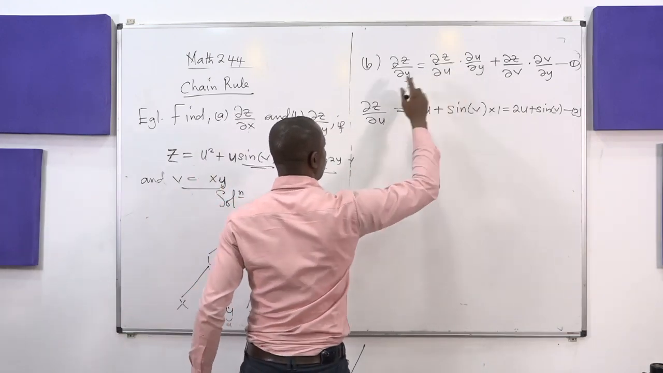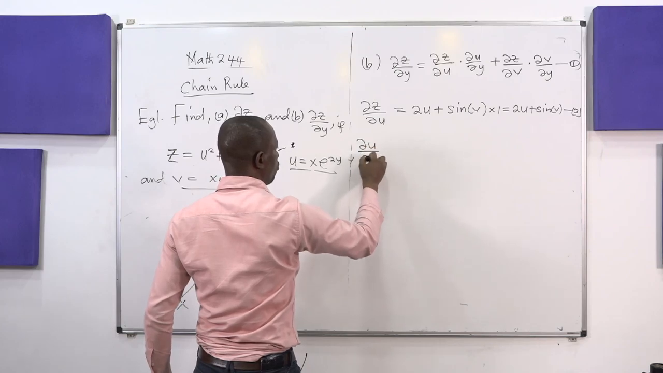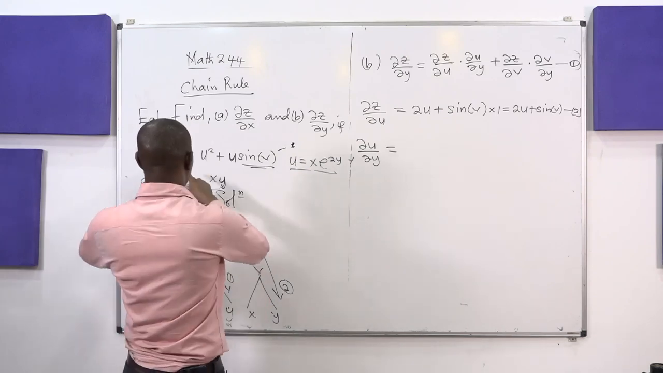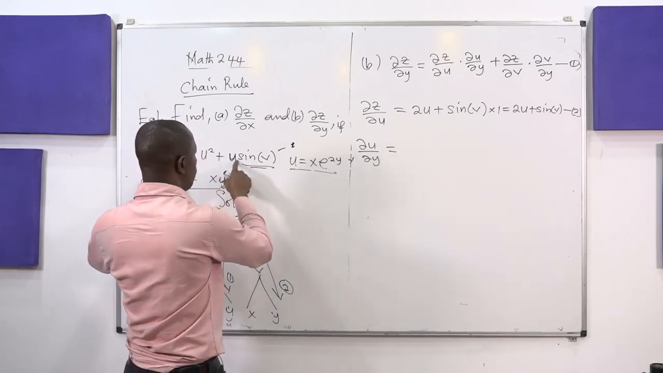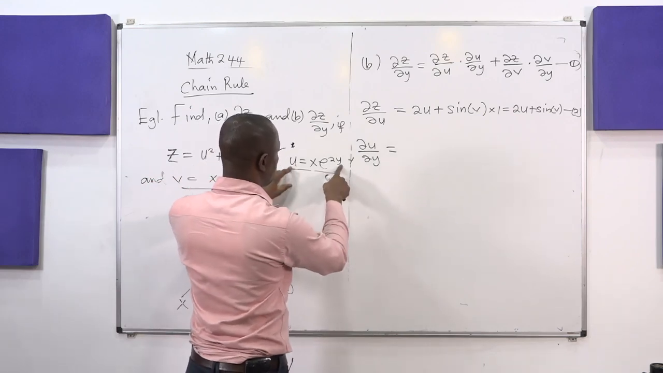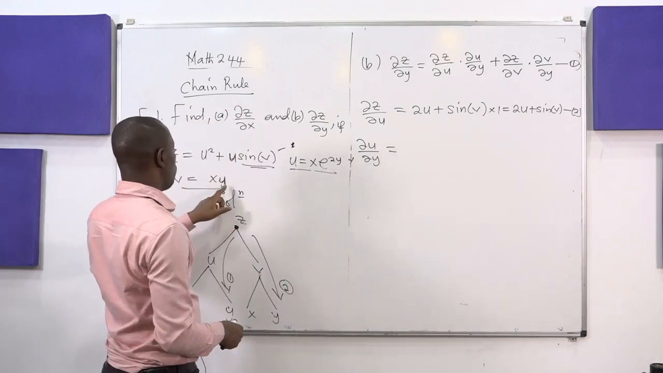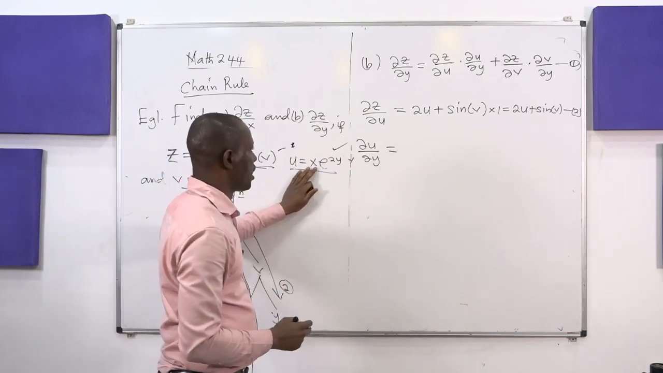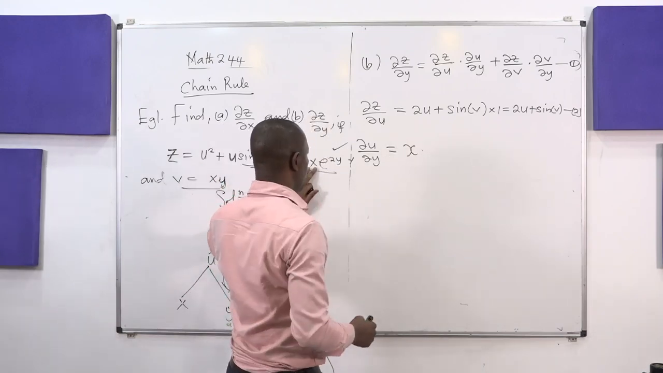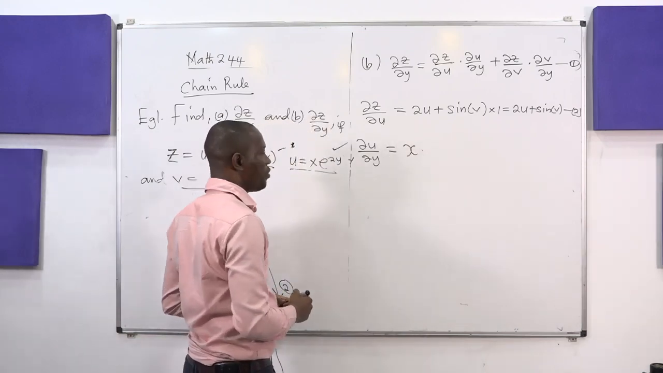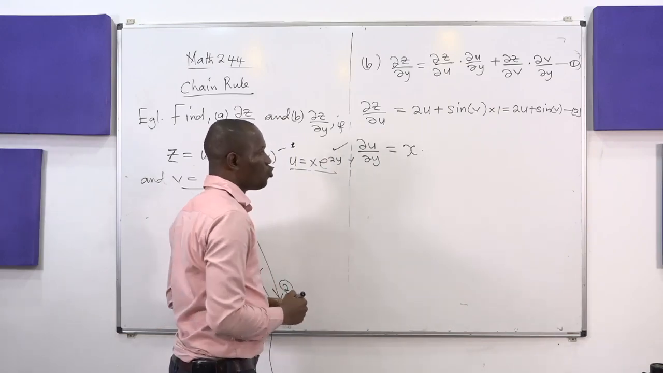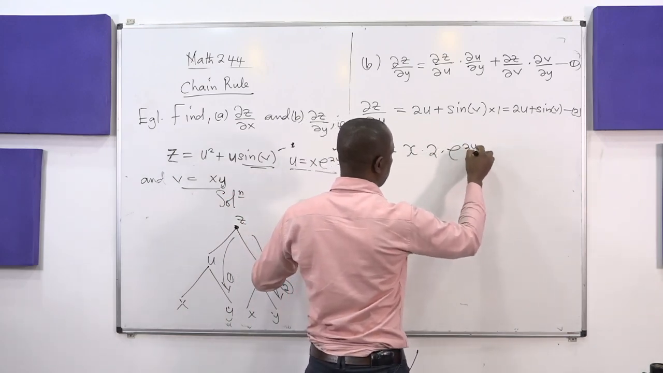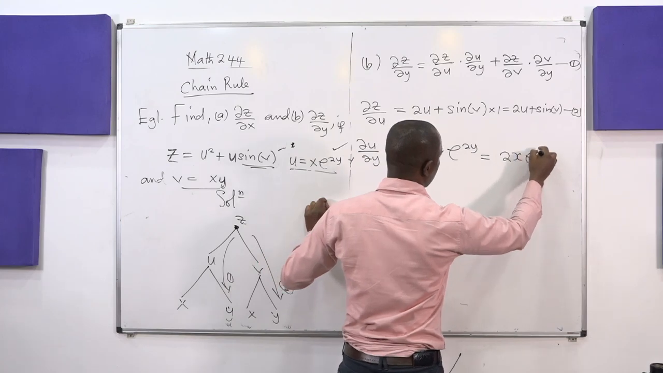Then I'm going to take partial u with respect to y. The equation connecting u and y: u, v, z. I have u, I don't have y. u, x, y, everything. I have a y. So this one, it means our x is a constant. So x, our exponential function, differentiate the power 2y, you get 2 and then you multiply. So this is 2x e to the 2y.